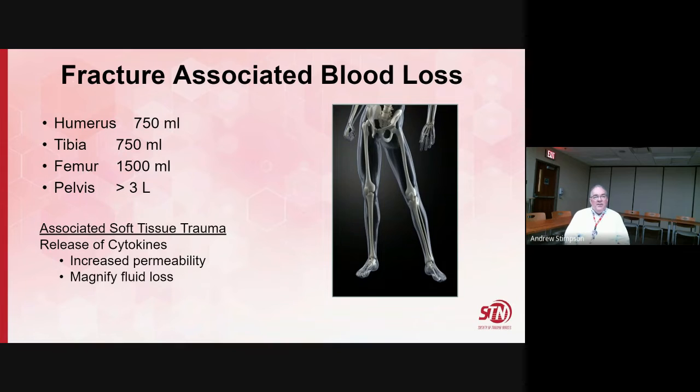Again, just as a reminder, humerus can lose about 750 cc's of blood per humerus, tibia about the same, femur about 1,500 cc's per femur. So bilateral femur fractures, you're at 3 liters. Pelvis can get 3 liters or more just because there's a larger preperitoneal and retroperitoneal space to bleed in.